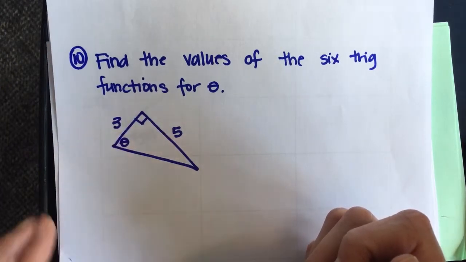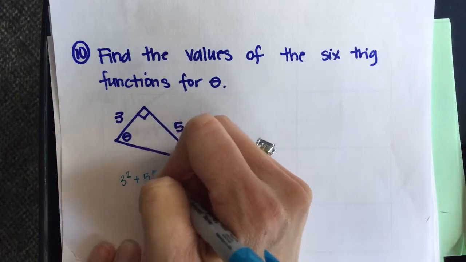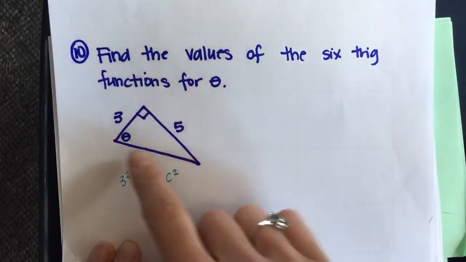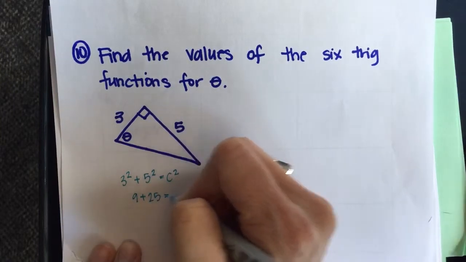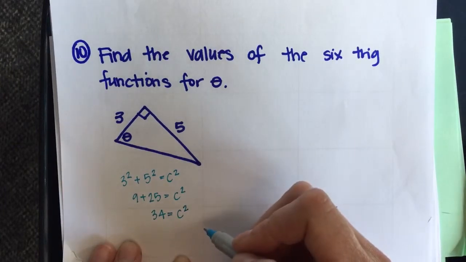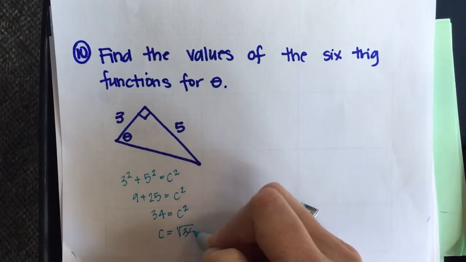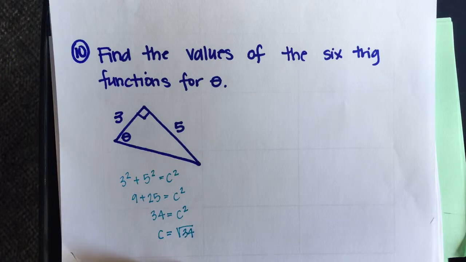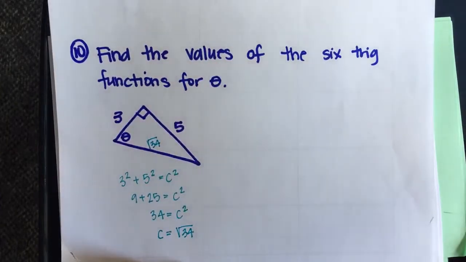Since this is a right triangle, we can use Pythagorean theorem. A squared plus b squared equals c squared, c being the hypotenuse that we're looking for. So if I take the square root of both sides, then I get c is the square root of 34. There are no perfect squares that go into 34. There's no way that I can reduce it, and we're going to leave exact answers, not decimals. So the hypotenuse is square root of 34.